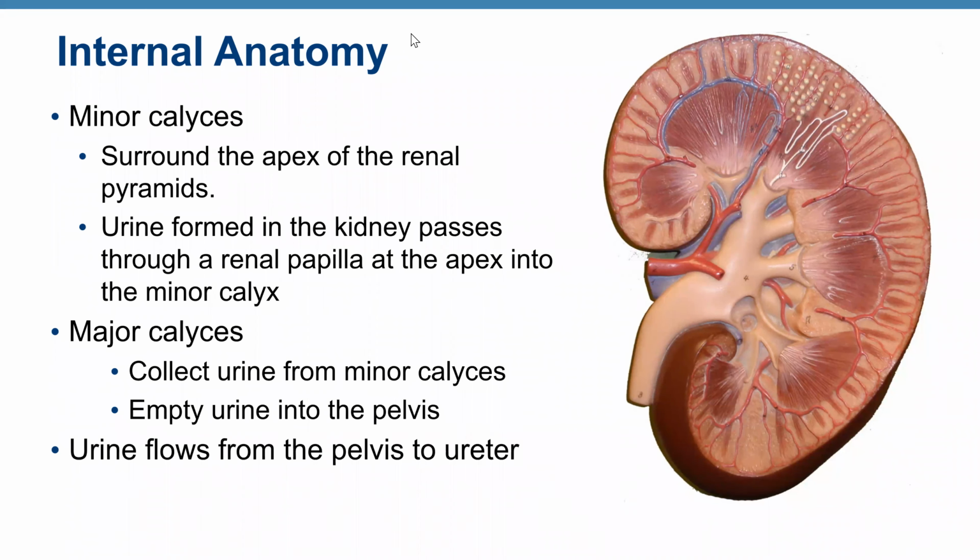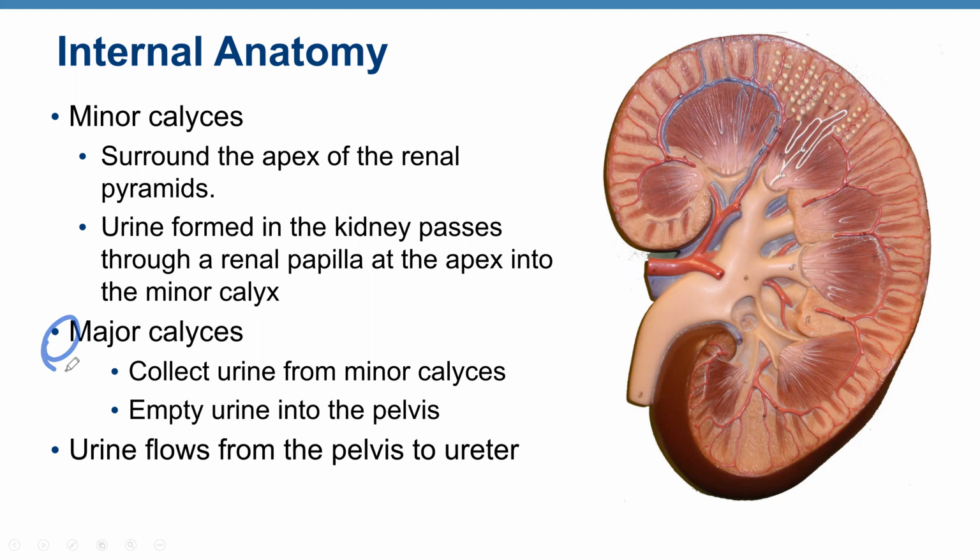So minor calyces surround the apex of the renal pyramid. So here's our apex, and minor calyces surround it. Urine formed in the kidney passes through a renal papilla at the apex into the minor calyx.